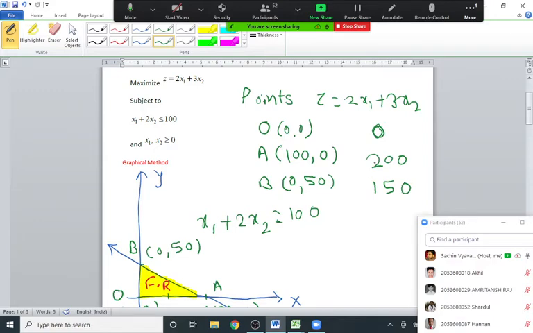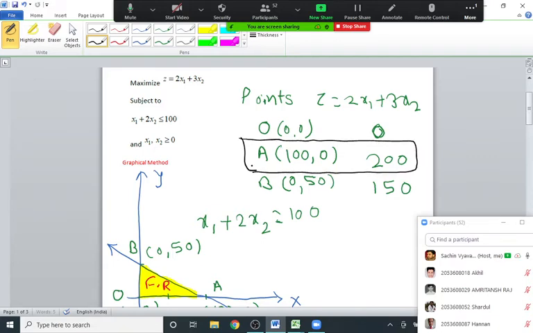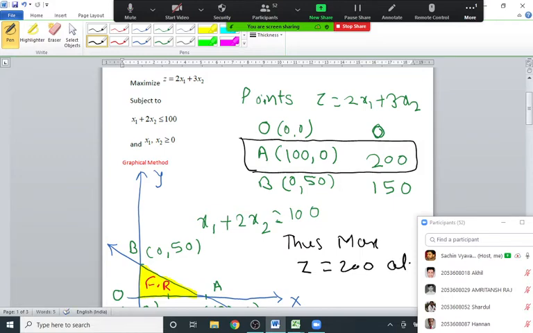Generally, sometimes we get the maximum at more than one point. In such a case, we say there are infinite solutions, but right now we have a unique solution here. So we can highlight this coordinate where Z becomes a maximum. We can say thus the maximum value of Z is 200 at (100, 0). So this is the end of the graphical method.